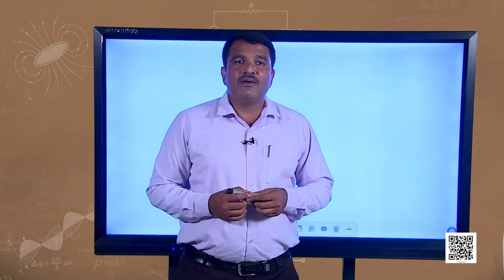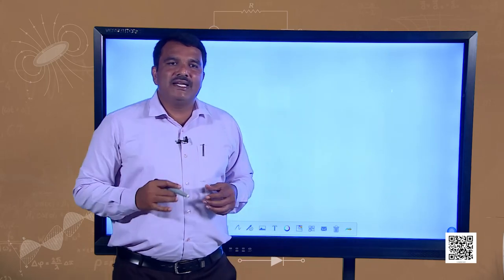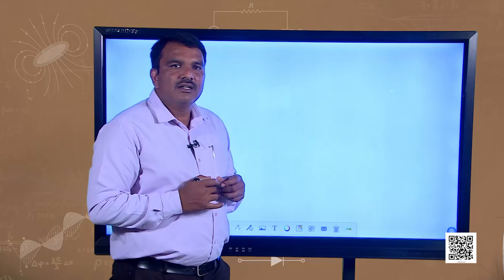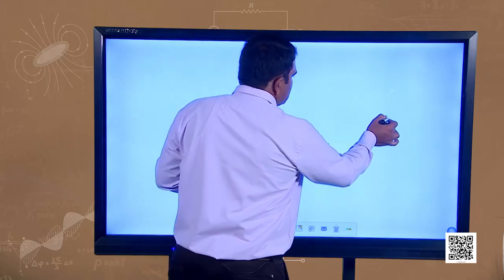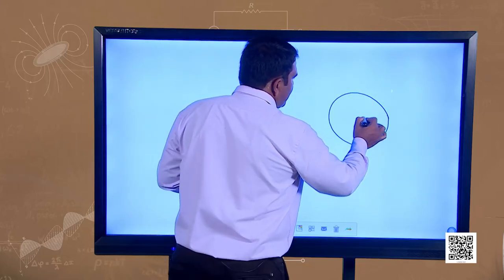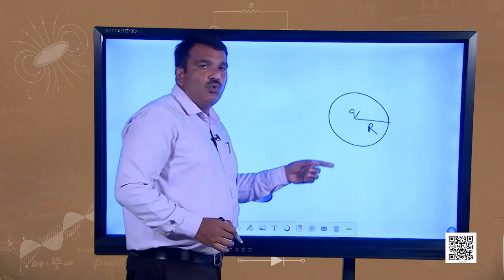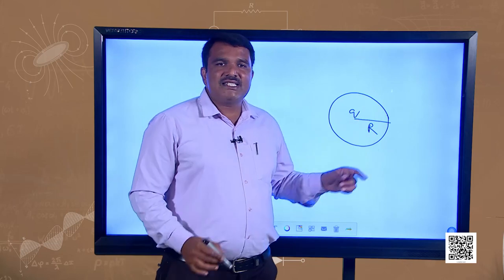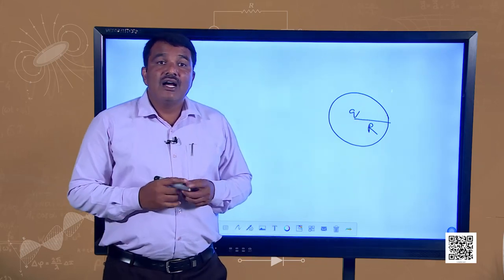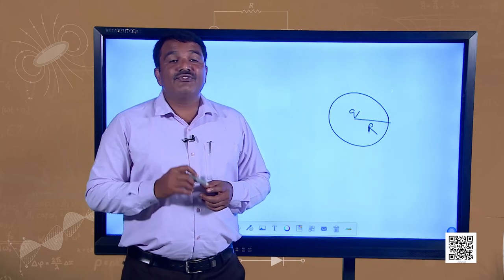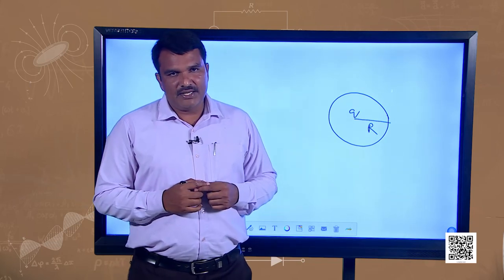Let us solve another problem. A charge small q is placed at the center of a sphere of radius capital R. Suppose this is a sphere of radius capital R and a small charge Q. Charge small q is placed at the center of this sphere. How would the flux through the sphere change if the radius of the sphere is doubled?